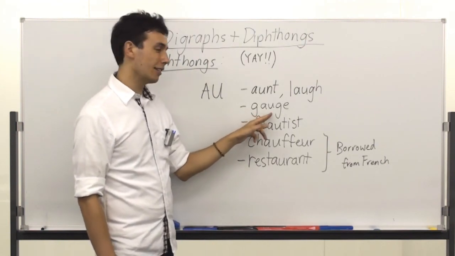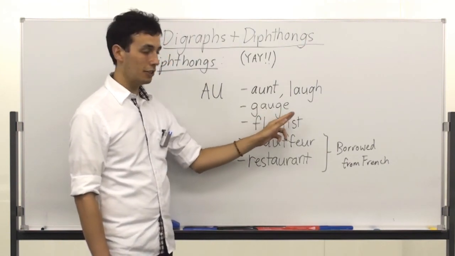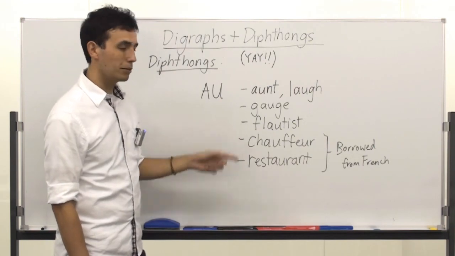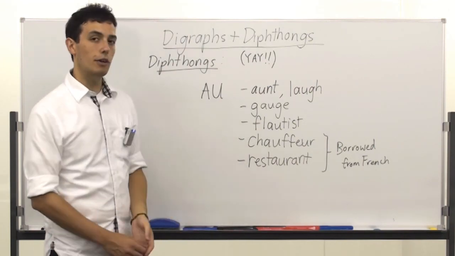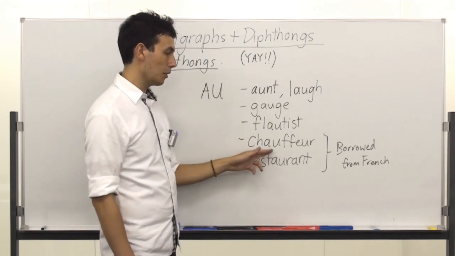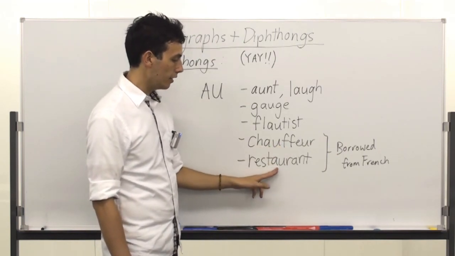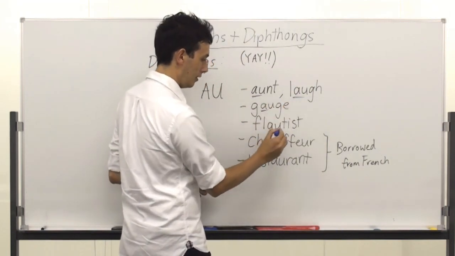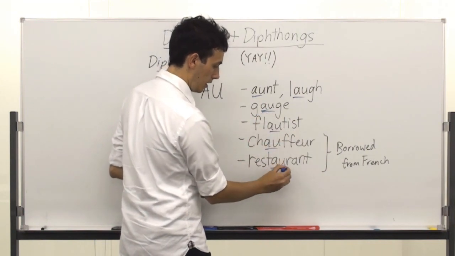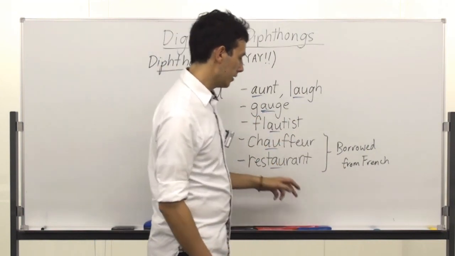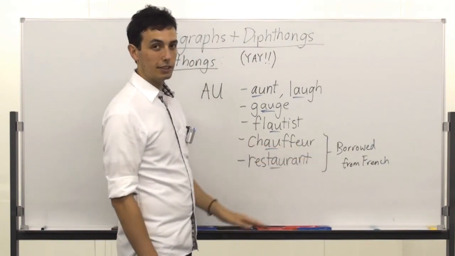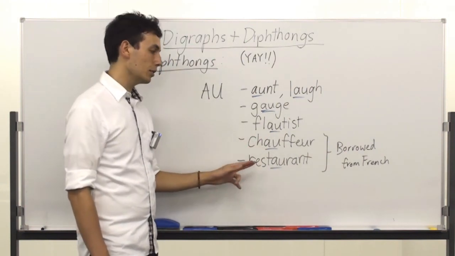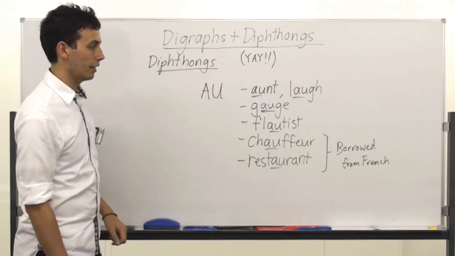Here we have the long A sound. Doesn't look like it, but this is gauge. For here we have or, so flautist. Some people say flautist. I'm not sure why. Here we have the O sound, chauffeur. And here, restaurant, so or. I forgot to mark these again. Here you are. And these 2 are borrowed from French, so you don't need to worry about those so much. The restaurant is quite a common word, so best to know what it sounds like.